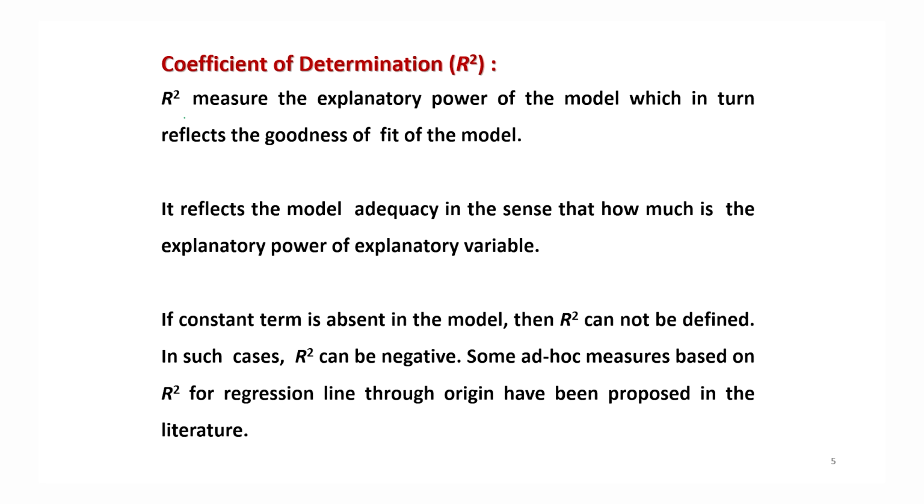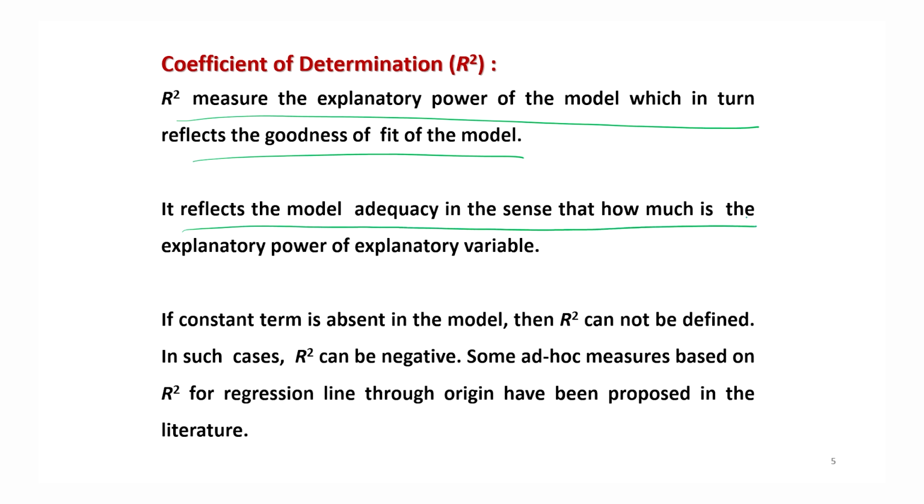So this R square measures the explanatory power of the model, which in turn reflects the goodness of fit of the model. That means how well the model can explain the variation in y. And in statistics, we are always interested in understanding the variation due to random factors. So this R square reflects the model adequacy in the sense of how much explanatory power the explanatory variables have. If your explanatory variables are good, they will explain better and your model will be good. If not, the reverse will happen.